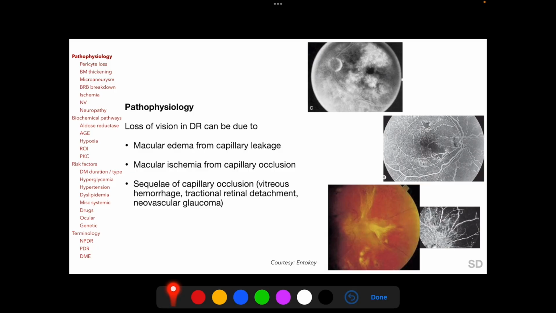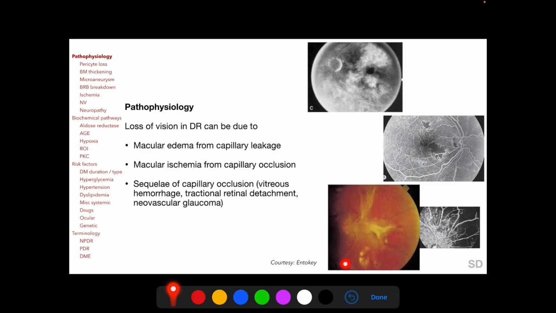Loss of vision in diabetic retinopathy can be due primarily to three reasons. One is macular edema from capillary leakage, as seen here in these zones in this fluorescein angiogram. Another is macular ischemia resulting from capillary occlusion, as seen in this area in this angiogram. And the third is sequelae of capillary occlusion such as vitreous hemorrhage, tractional retinal detachment, and neovascular glaucoma.